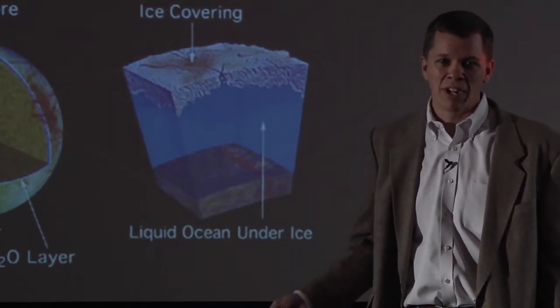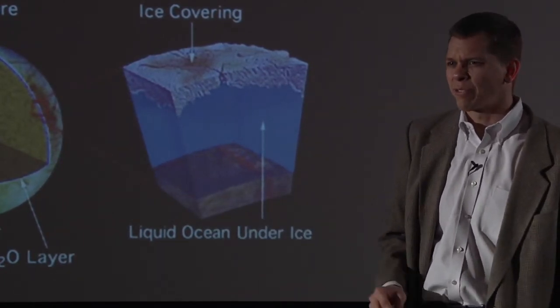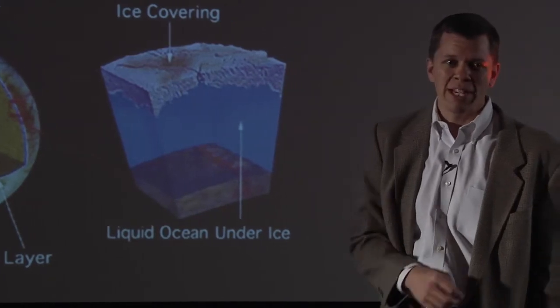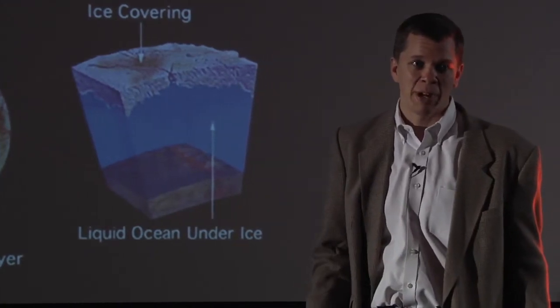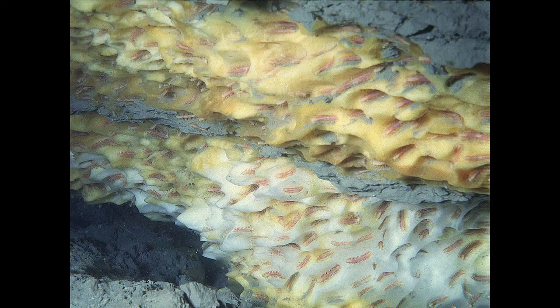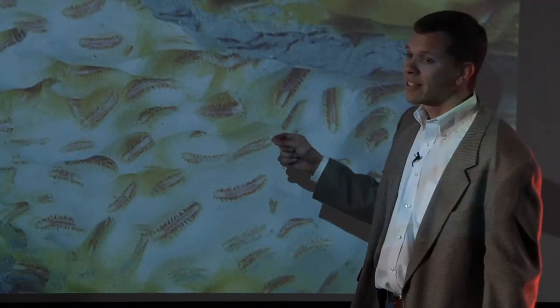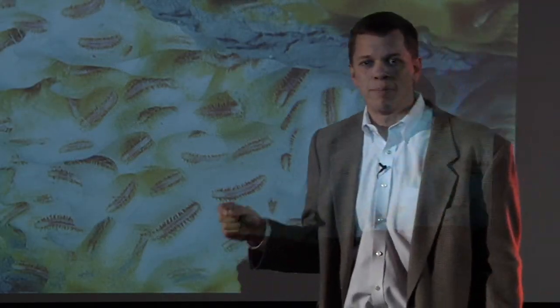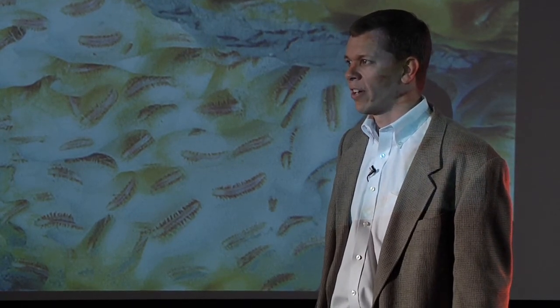And very recently, we found forms of life that we called extremophiles that we never thought could exist at the bottom of the Gulf of Mexico. Here are some methane ice worms. And this is just a little bit larger than reality. They're about 1 to 2 inches in length. These things live off of methane ice. They don't need another source of energy to survive.